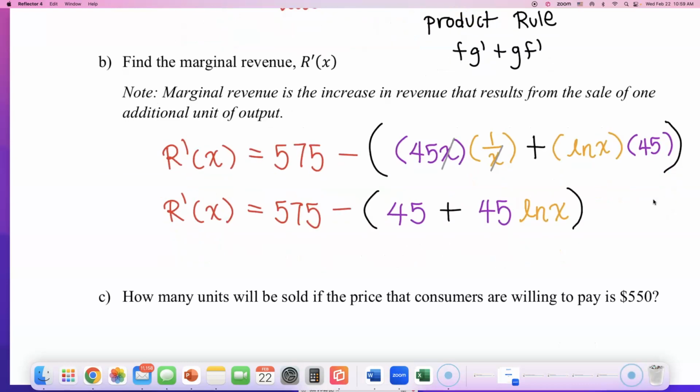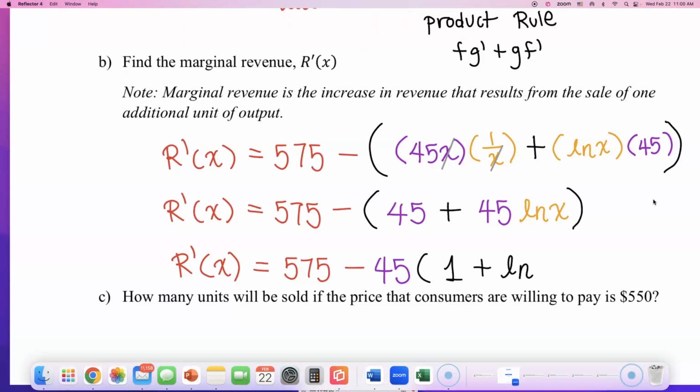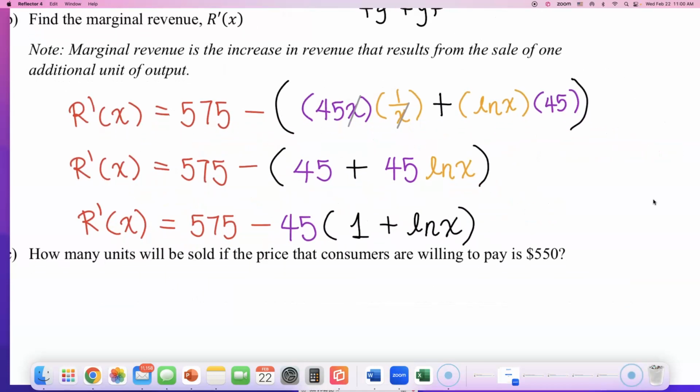We found the derivative now, but this line is just me trying to simplify this a little bit more. So I'll be doing 575 minus, I'll factor out that 45, okay? 45 times what's left inside the parenthesis? 1 plus natural log of x. There are so many different ways to simplify this answer, but I think we can simplify more.